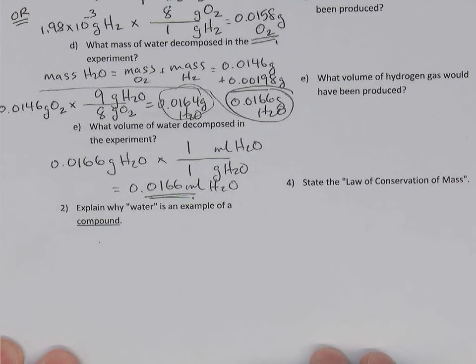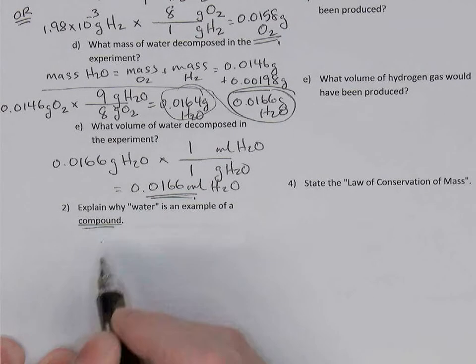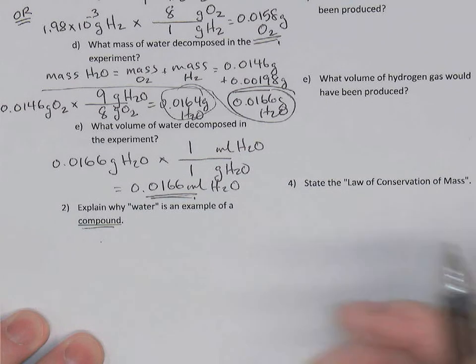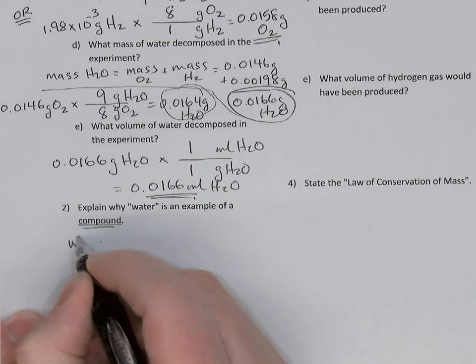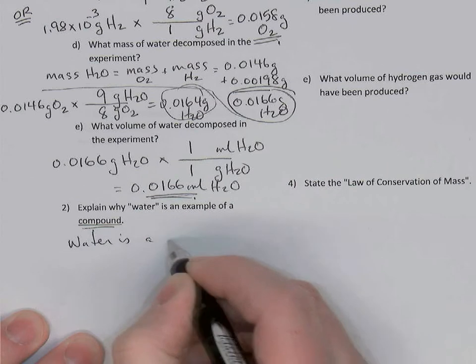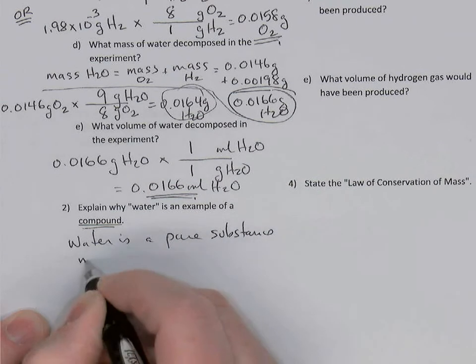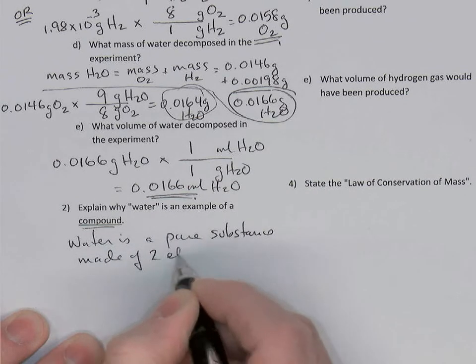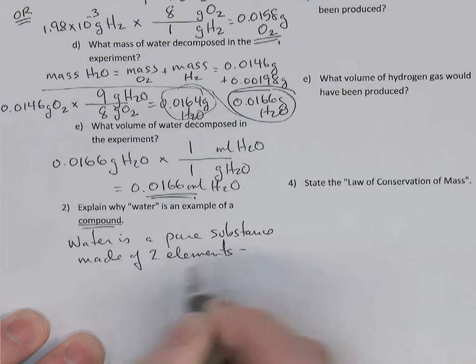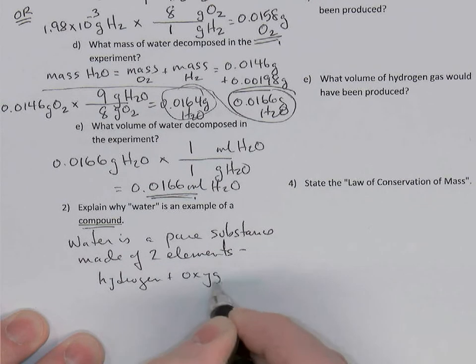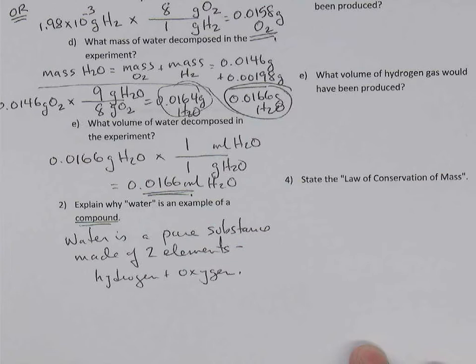Explain why water is an example of a compound. Well, to be a compound, you have to be a pure substance, and you have to be made of more than one element. So we can just say here, water is a pure substance made of 2 elements, hydrogen and oxygen. And that's enough. The definition of compound: a pure substance made of 2 or more elements.